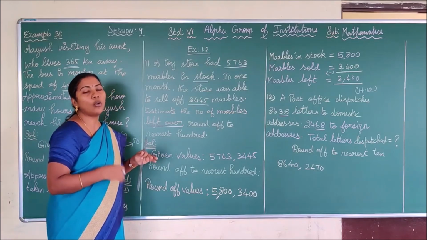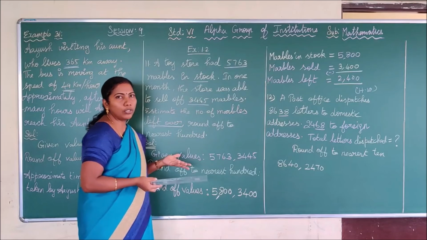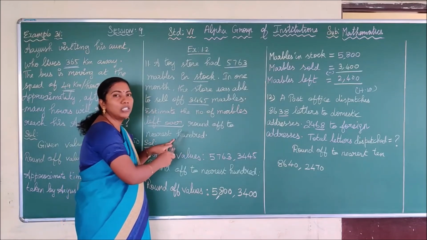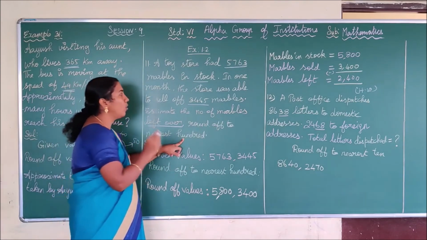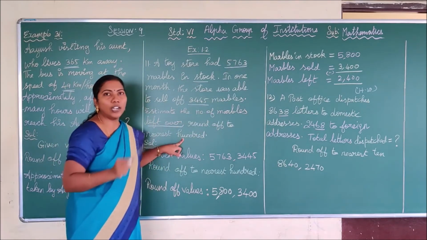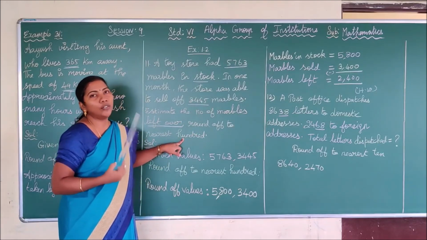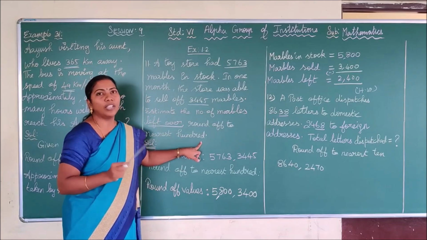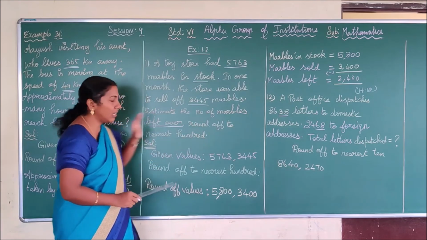Remaining marbles, how can you find? By subtracting the sold marbles from the total marbles. To find the result, you have to round off the values. In the question itself, they have told us to round off to the nearest 100. So you have to round off the given values to the nearest 100 only. The given numbers are 4 digits, but you can't round off to the 1000, because in the question itself they have told round off to the nearest 100. Okay. What are the given values?